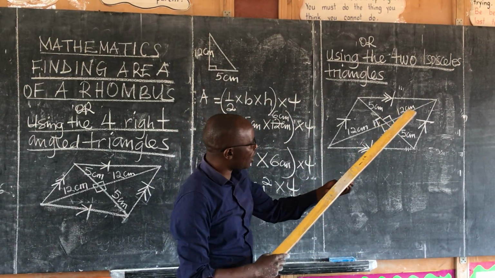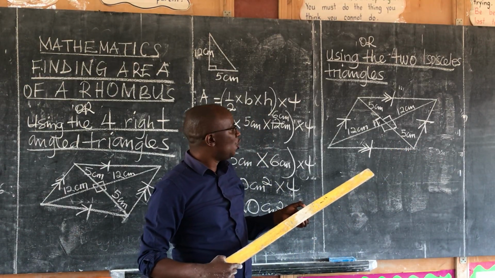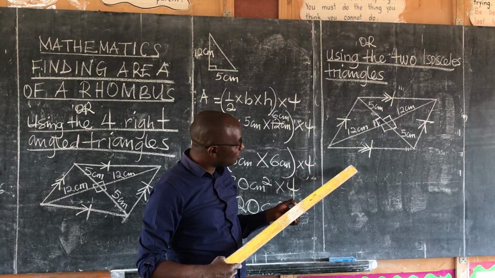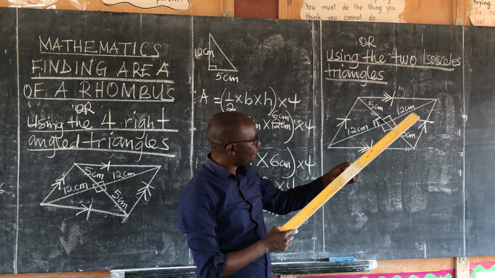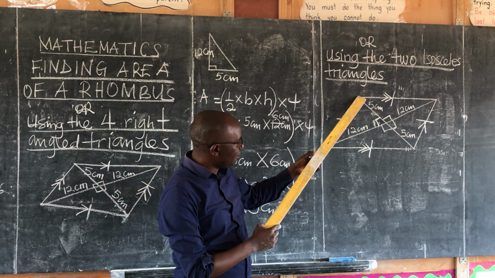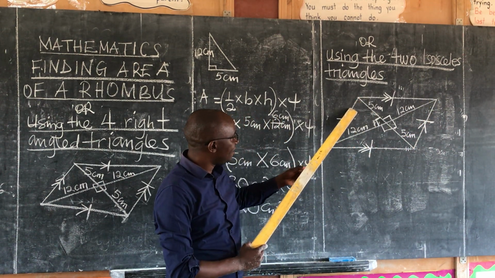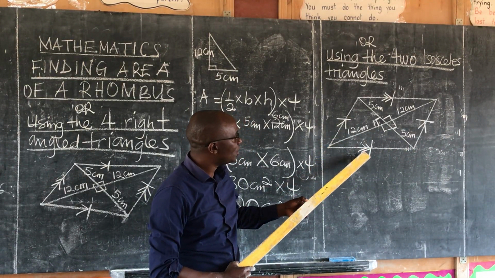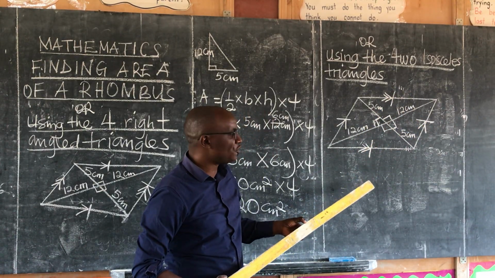We have this one. You remember, an isosceles triangle is a triangle whose 2 opposite sides are equal, and its base angles are also what? Equal. Now, when you observe this diagram, this triangle is isosceles. Even this one is isosceles. 2 of the opposite sides are equal. 2 of the opposite sides are what? Are equal. Now I am going to find the area.